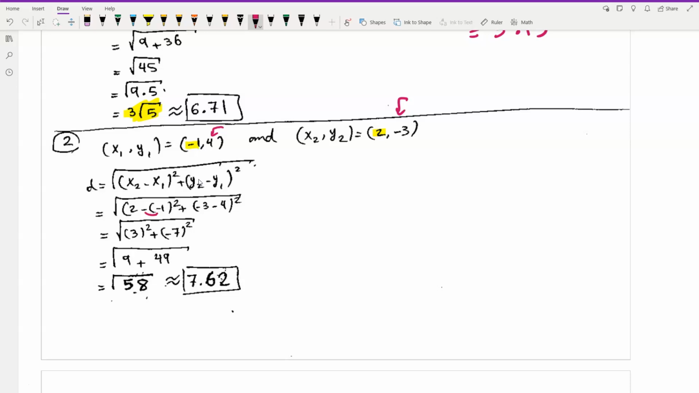So 3 squared is 9, and -7 squared is 49. 9 plus 49 is 58. So we find the square root of 58, rounding to two decimal places, and the answer is 7.62.